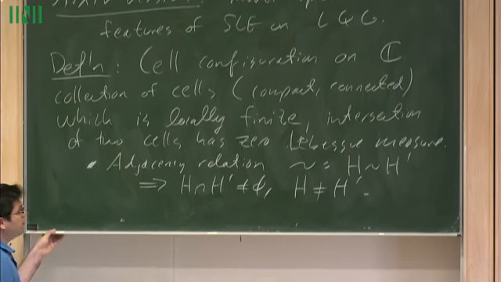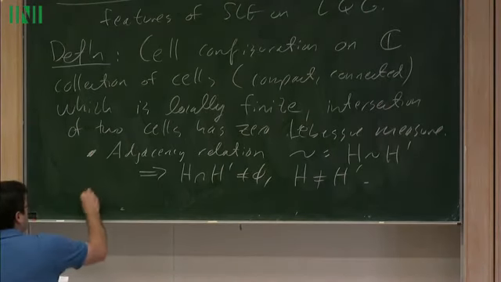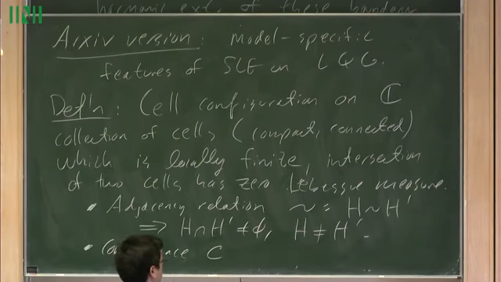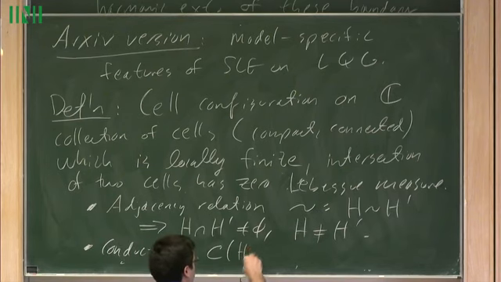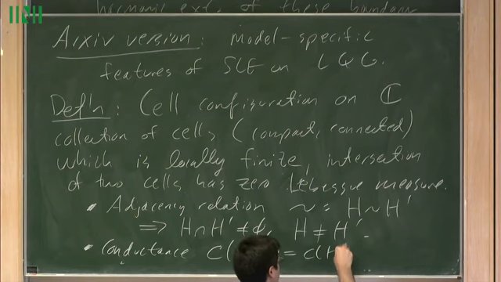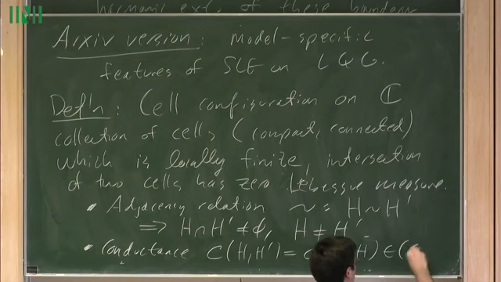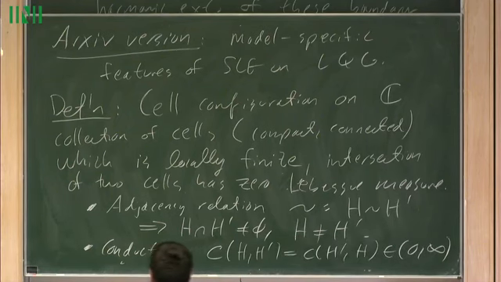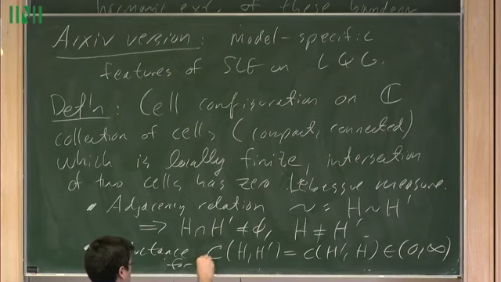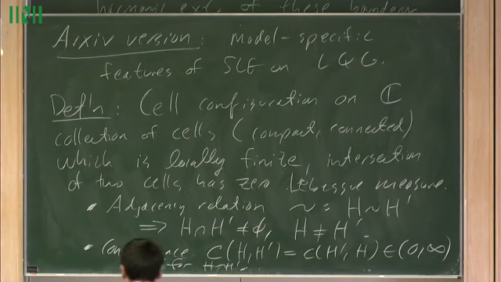And then you have to decide how fast your random walk is going to move. So there's also going to be a conductance, C, and C is defined on adjacent cells, and the conductance has to have the property that it's going to be positive and symmetric. Okay, so it's positive on adjacent cells, so this is for H and H prime, which are adjacent.